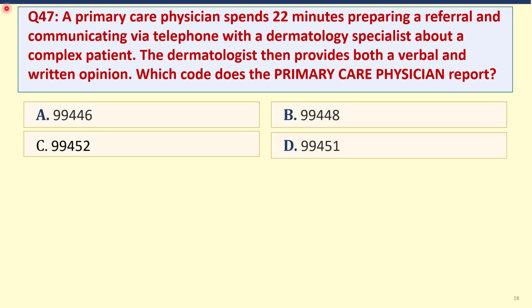Question number 47. A primary care physician spends 22 minutes preparing a referral and communicating via telephone with a dermatology specialist about a complex patient. The dermatologist then provides both a verbal and written opinion. Which code does the primary care physician report? So there are 4 answers available. Take your CPT code book and find the answer.